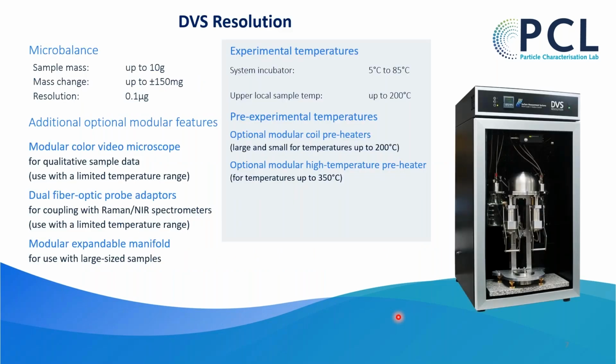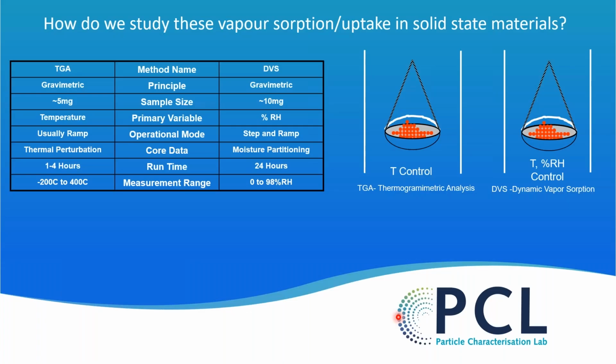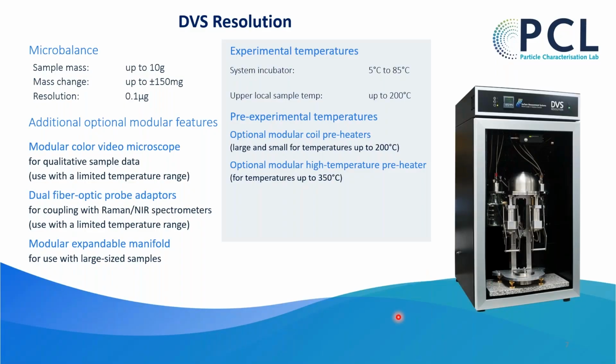So in terms of doing the experiments, it's a DVS product again. We typically do up to 10 grams of samples, but reality is most samples are about 10 milligrams. High resolution. We can take video pictures, we can take Raman, we can do all sorts of things we want. Temperature range from 5 to 85, and if we need to, we can heat the sample up to very high temperatures, should there be a need to do that.